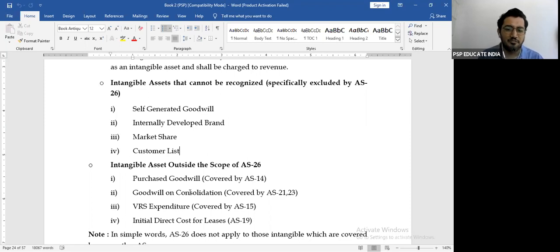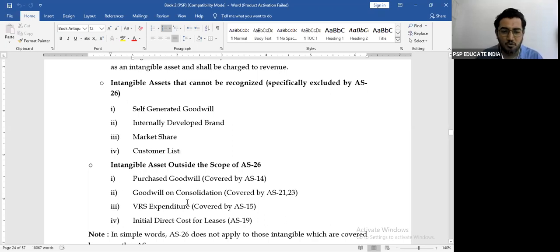Come to the next one, which is your VRS expenditure. Again, VRS expenditure is covered by AS-15. Because AS-15 is covering this, AS-26 cannot interfere in this case. And initial direct cost for leases is again covered by AS-19. We have already studied this. So since it is covered by AS-19, AS-26 cannot interfere in that case.